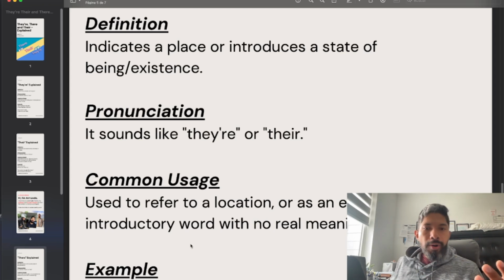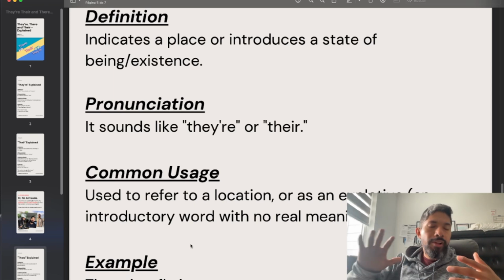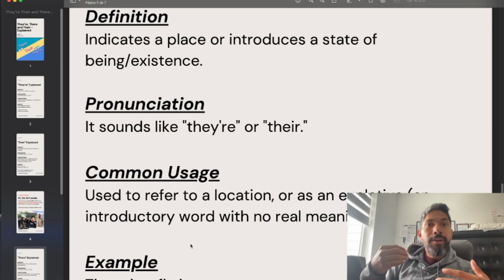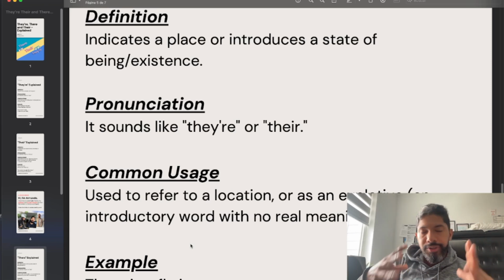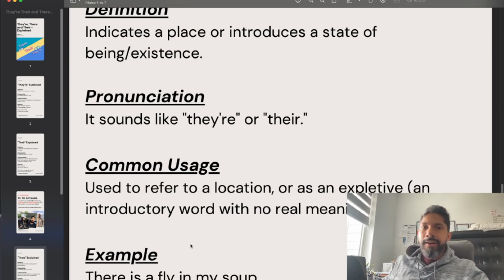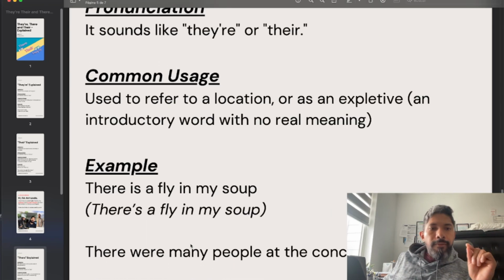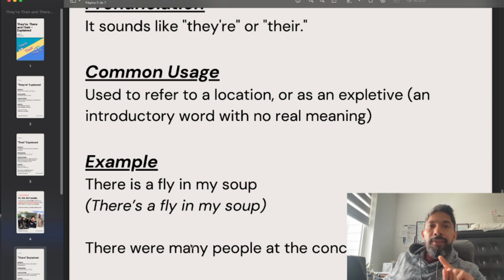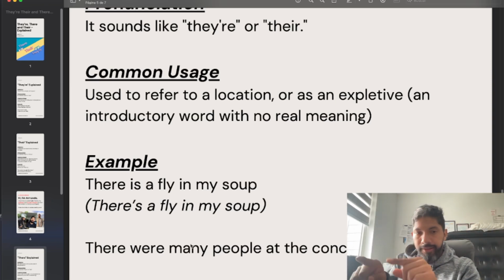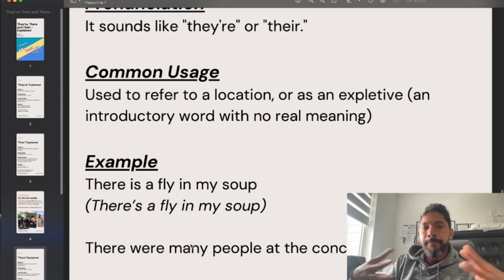like an introductory word with no real meaning. So, for example, in that case, an introductory word would be like, "there is a house." So that again, I'm introducing something with the words "there is" instead of "right there." Let's go with the first example. There is a fly in my soup. Again, you can just introduce the fly this way. So, there is a fly. So I'm telling it right there, there is a fly in my soup.